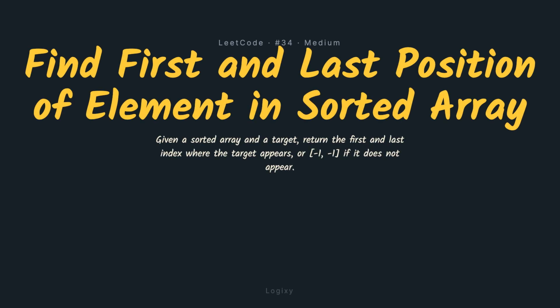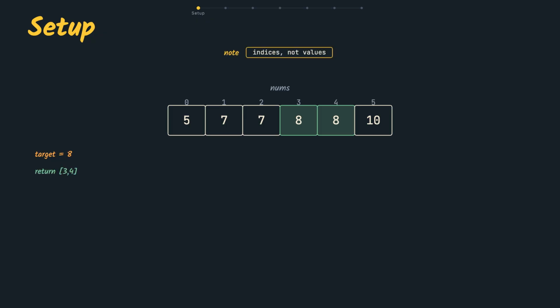Here's a question. In a sorted list, can you find where a target starts and where it ends? Take this one. In 5, 7, 7, 8, 8, 10, where does 8 begin and where does it stop? We want the range for 8, and the answer is indices 3 and 4, not the values 8 and 8. And if 6 is the target, we return -1, because 6 never appears at all.